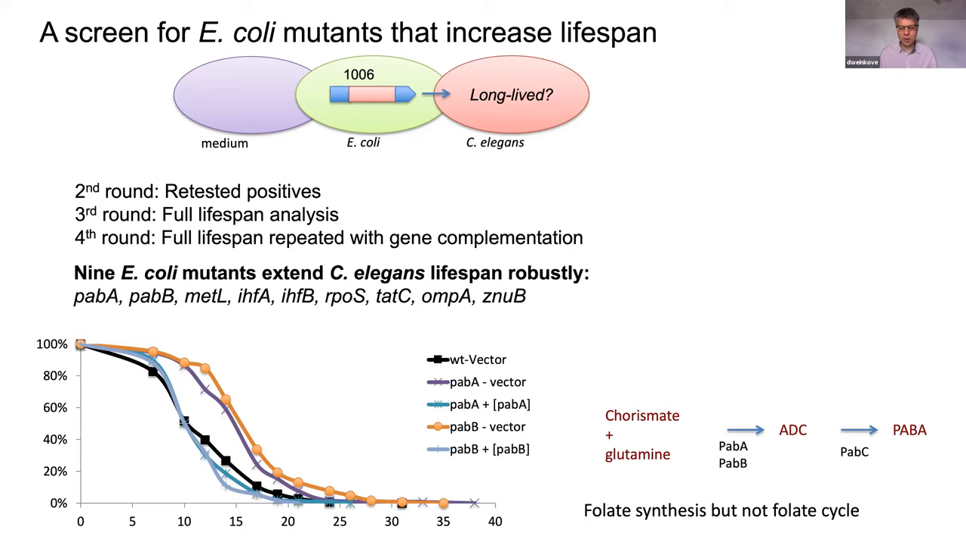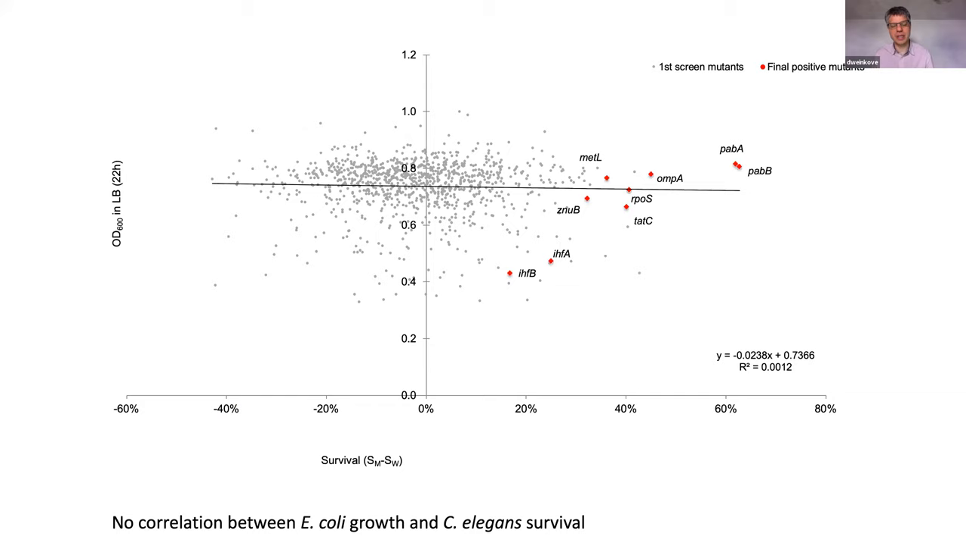So that showed that we were right about folate synthesis, but we were hoping that this screen would tell us more about how E. coli affected C. elegans. We found some other genes that were quite interesting, but they didn't directly tell us how they worked, and we're working on how those genes work. One thing we did find was that there wasn't any strong correlation between the mutations' ability to extend lifespan and their growth rates. So we don't think that bacterial growth rate is important. We think it's something more specific than that.